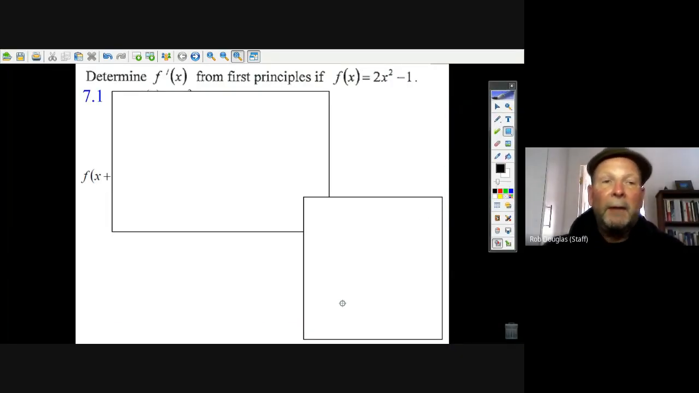Okay, we're going to look at the calculus questions from the November 2020 paper 1 exam. We're going to start off with calculus like they always do, with first principles.